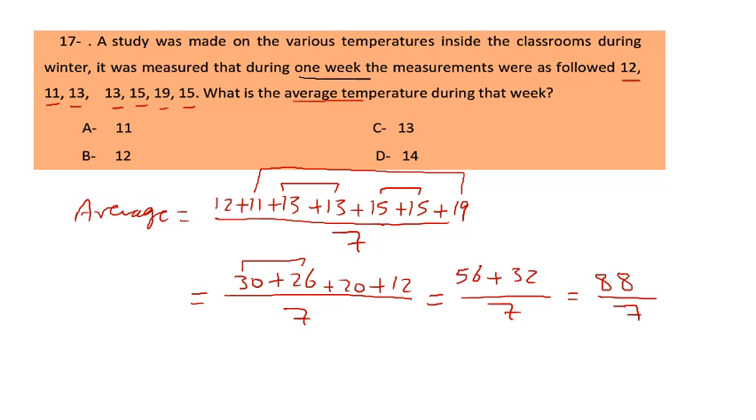Sorry, I made a mistake. 11 and 19 is 30, not 20. So this is 98. And 98 divided by 7: 9 divided by 7 is 1, carry 2, 28 divided by 7 is 4. So the average temperature is 14.